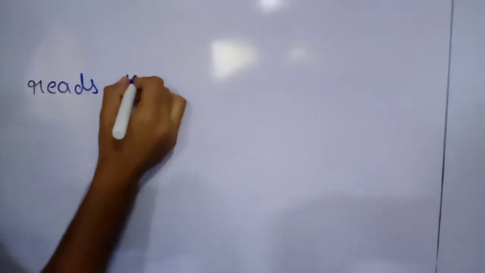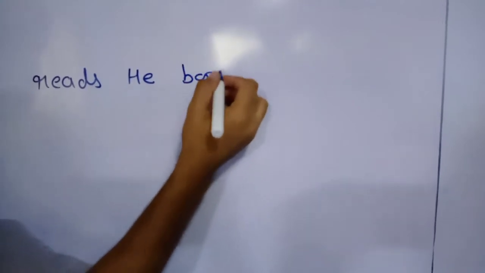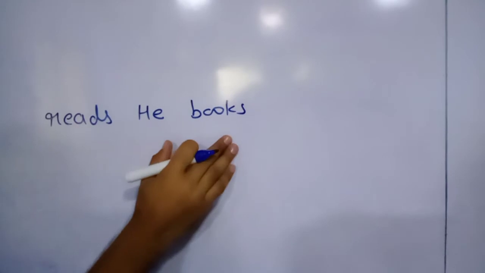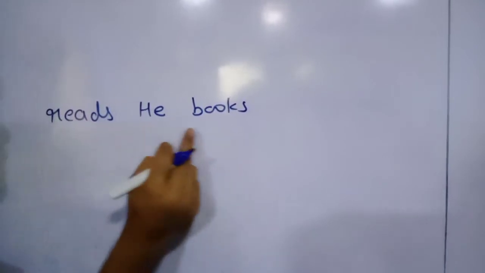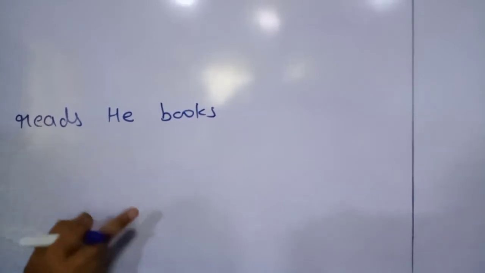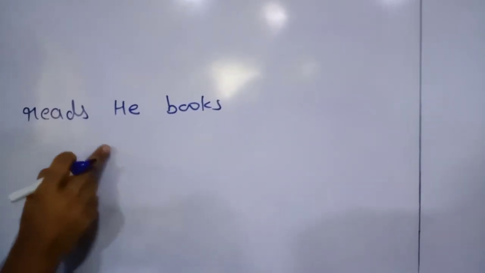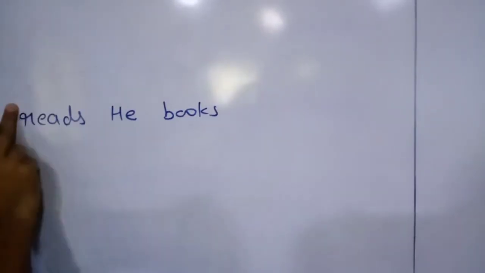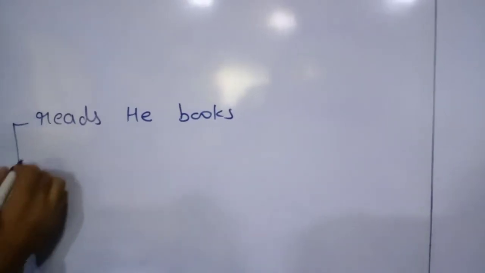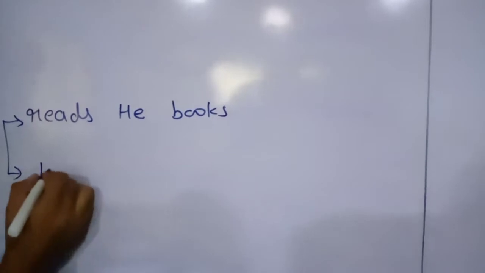Here we have a few words. Reads, he, books. Once again, read these words together. Reads, he, books. Does this line make any sense? Means, are we getting any meaning from this line? No. Let's rearrange the same words in a different order.